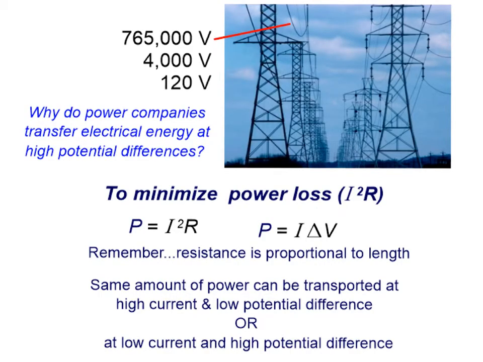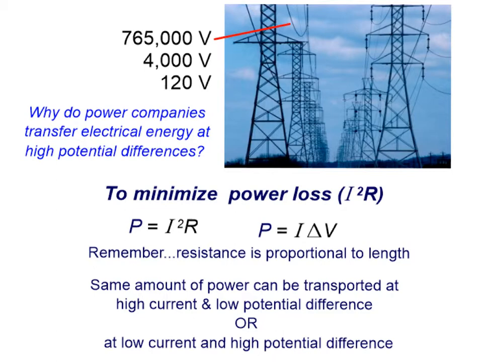So you've all seen signs that say danger, high voltage. You know that power lines, when they carry electrical energy, they carry it at very high voltages, very high potential differences. Why do power companies transfer electrical energy at such high potential differences? Basically, the answer is to minimize power loss, the I squared R loss. You remember power equals I squared R, or the current squared times the resistance.